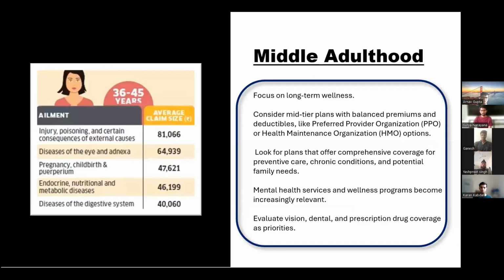Middle adulthood. Focus on long-term wellness, considering mid-tier plans with balanced premiums and deductibles, like preferred provider organization (PPO) or health maintenance organization (HMO) options. Look for plans that offer comprehensive coverage for preventive care, chronic conditions, and potential family needs. Evaluate vision, dental, and prescription drug coverage as priorities.